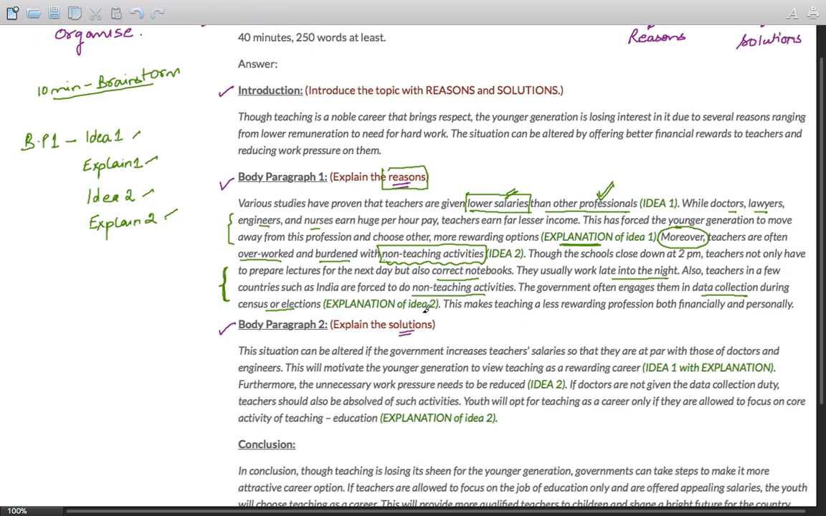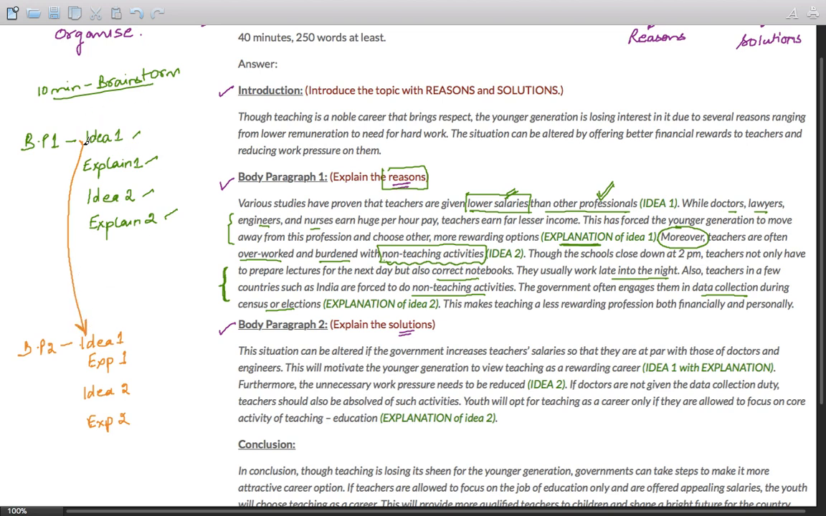Now what about solutions? Well, solutions will follow the same pattern. Body paragraph 2, you will again create an idea 1 with explanation 1, and idea 2 with explanation 2. Without explanation, you cannot conclude the idea. You cannot move to the next idea. So what basically needs to be done is that the idea 1 over here is a solution to the idea 1 here. So this is the structure, this is organization.